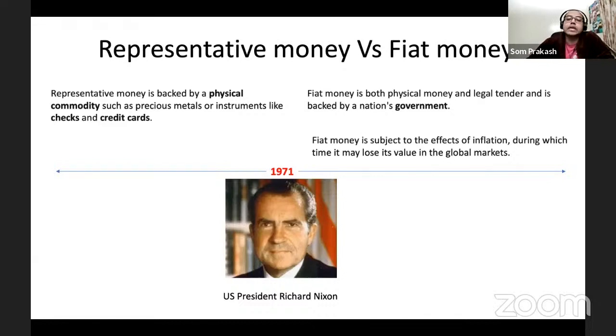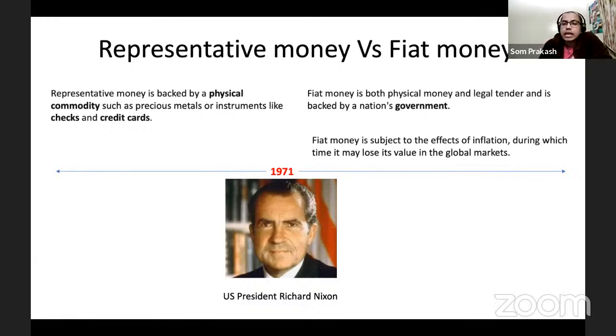the norm was to have physical money, or even legal tender, where you have the government's backing, and that's where the dollar note, the pound note, the euro note, the rupee note or yen note, whatever different governments produce. So that is the legal tender, or that is fiat money. Fiat money is subject to high inflation, during which time it may lose its value in the global market. So that's what happens with fiat money.